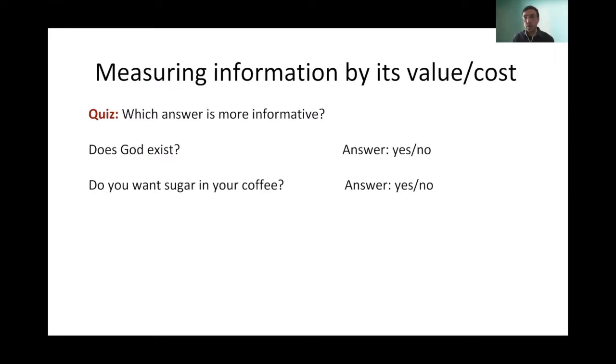So here is a quiz. Consider the following two questions. Does God exist? The answer can be either yes or no. Or, do you want sugar in your coffee? Again, the answer can be either yes or no. Which answer is more informative? We might think that the first question is more fundamental, so it's more important. So its answer is more informative. But it's a subjective judgment, right? Somebody might be more interested in the answer to the second question.